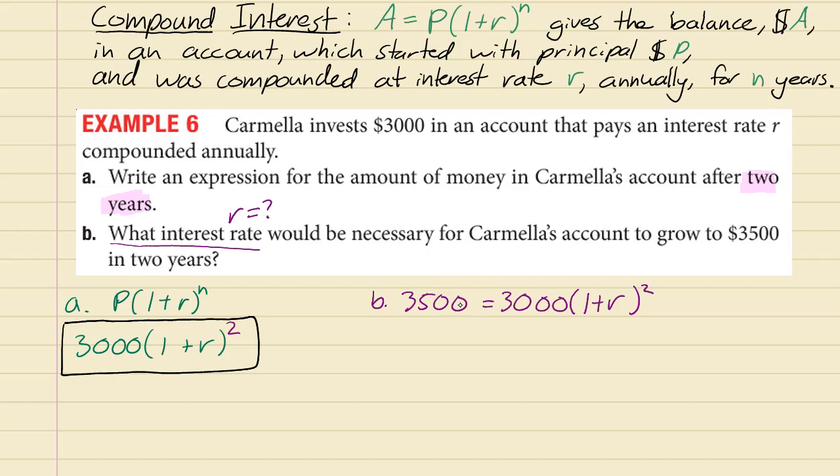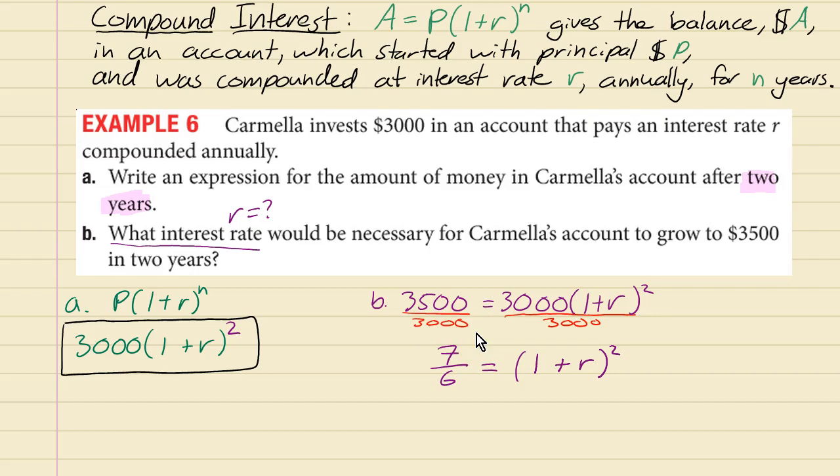And here, be careful. Don't get the order of operations mixed up. Don't try to square the 1 and square the r. Don't try to multiply by 3,000 first. That would be breaking the order of operations too. So we're going to divide both sides by 3,000. And 3,500 divided by 3,000 will reduce to 7 over 6.